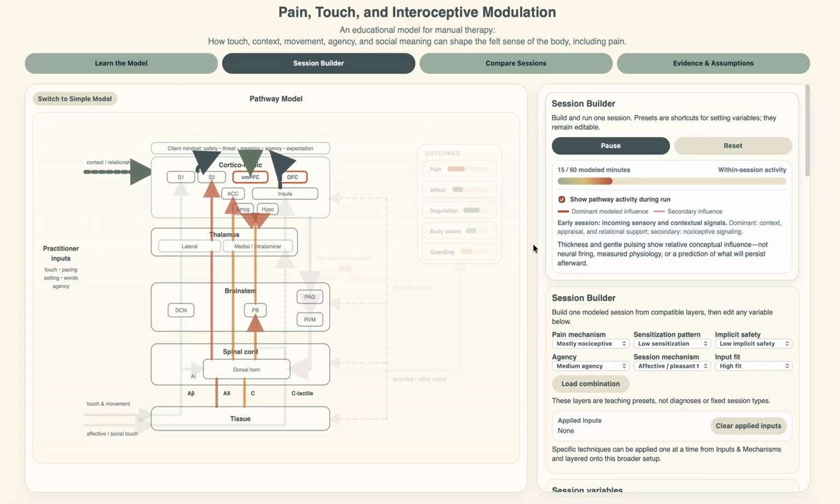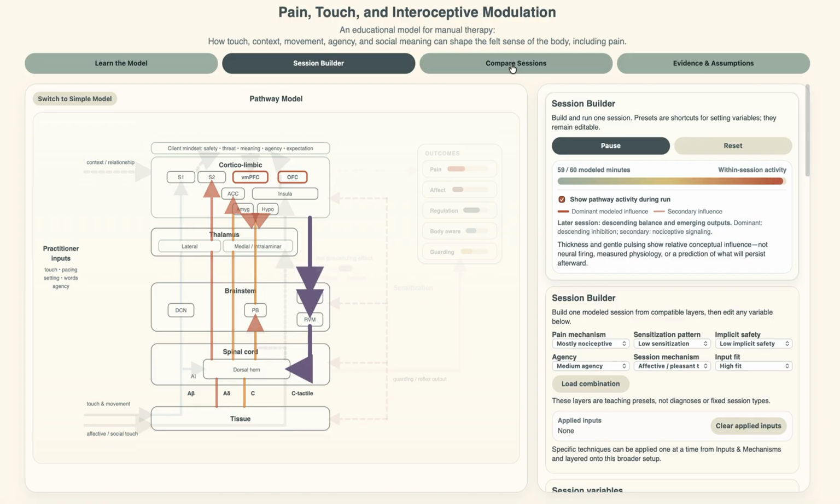We can give essentially the same intervention to a different nervous system or in a different context and get a different modeled response. Pleasant touch isn't inherently regulating, deep pressure isn't inherently therapeutic, movement isn't inherently safe or threatening. What an input does depends partly on the state of the system receiving it.